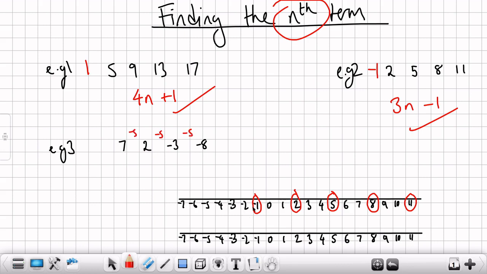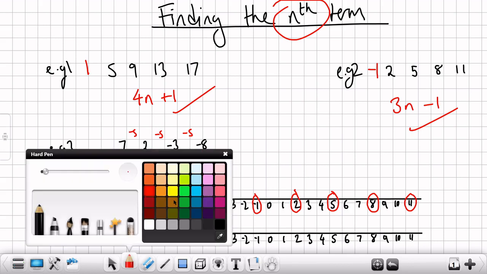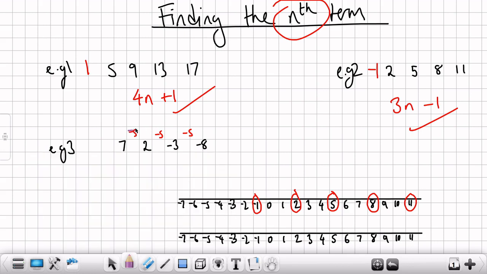If you can't visualize that, let me show you here. So these are going down in steps of 5s. So we've got 7. Then we've got the 2 right there. We've got -3. Extend this a little bit here, -8. We want to know, first of all, that these are going down in steps of 5. So we write -5n. Just like here, these were going up in steps of 4s, so we write +4n. But because these are going down, we write take away, -5n.